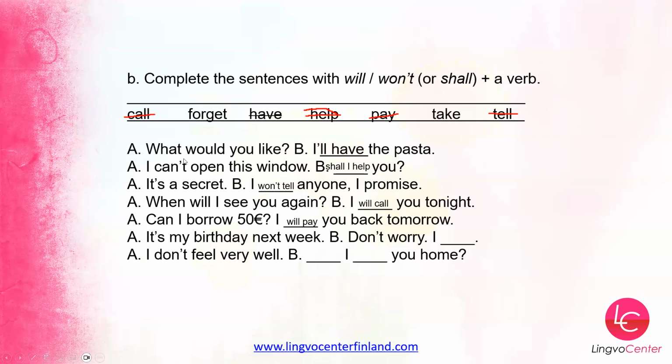So now let's see. Alex says, it's my birthday next week. And then Brendan says, don't worry. What will Brendan say? So Alex says, it's my birthday next week. And then Brendan says, don't worry. I will not forget that it's your birthday next week. Don't worry. How nice of him.